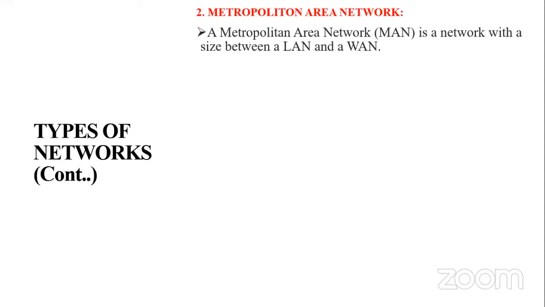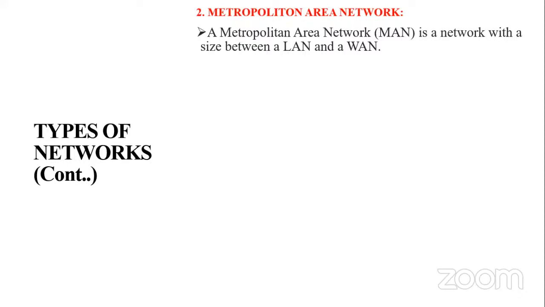And the second type of network is MAN, metropolitan area network. This is larger than LAN and smaller than WAN. It is an intermediate network, larger than LAN and smaller than WAN. So you can define it in different ways.